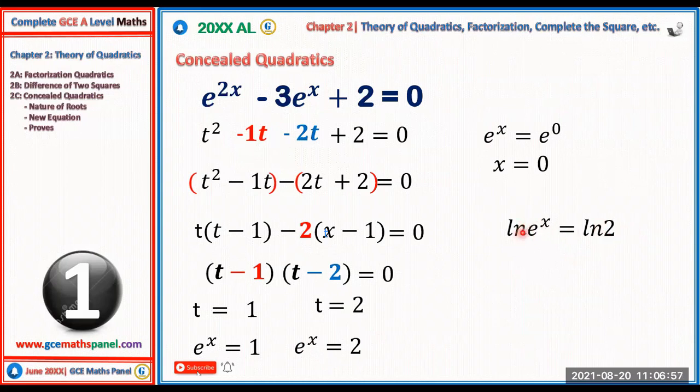But we know that ln e to the power x can be written as x ln e from the laws of logarithms. And finally, we equally know that ln e is 1. Why? Because the base for ln is e. So we have a base to the same number, and this will just be equal to 1. So this will give us x equal to ln 2, and these are the roots of this concealed quadratic.